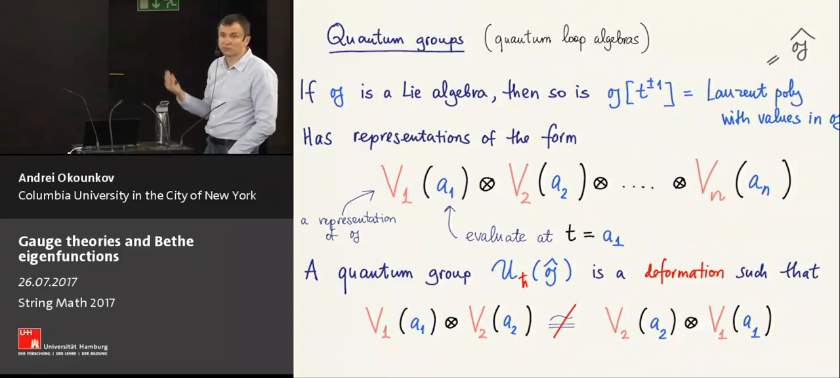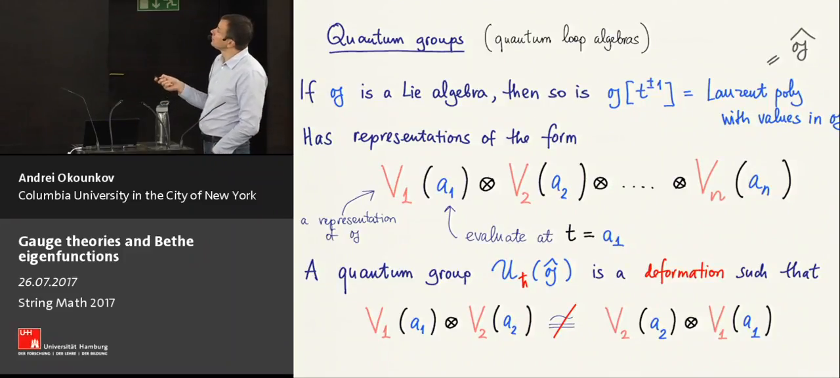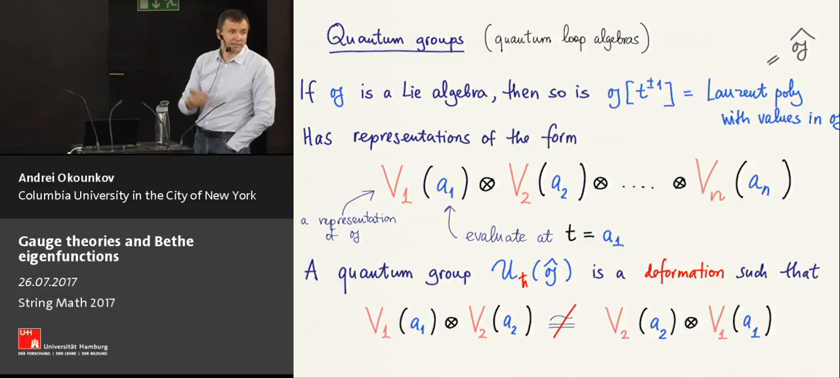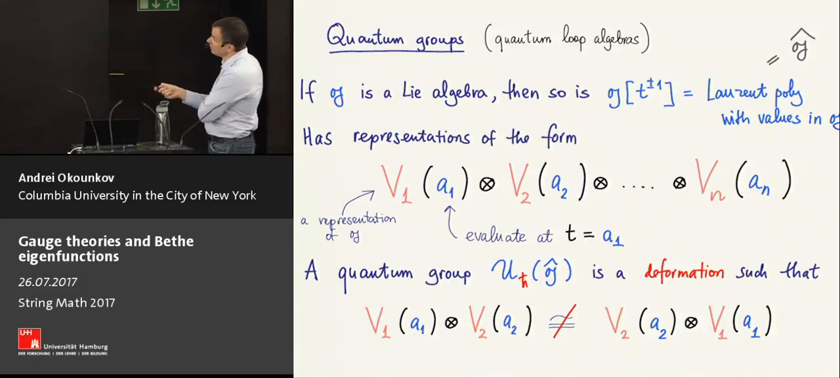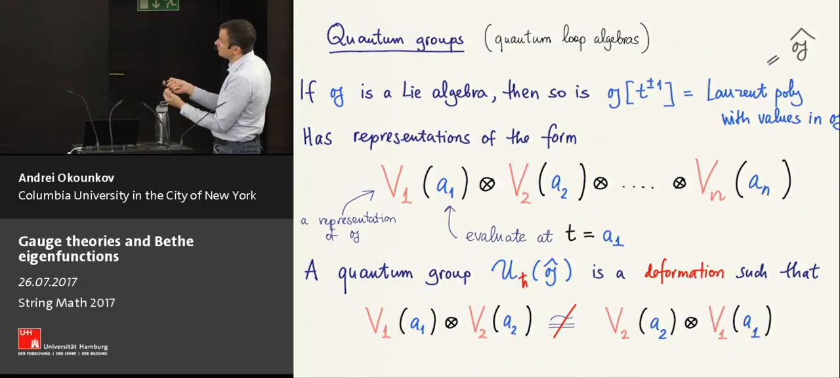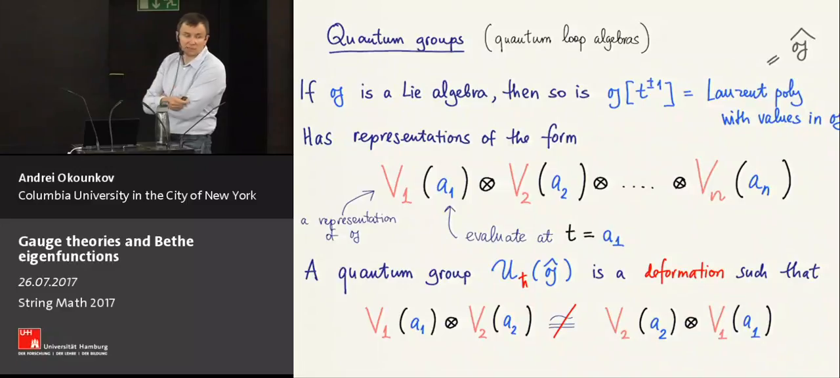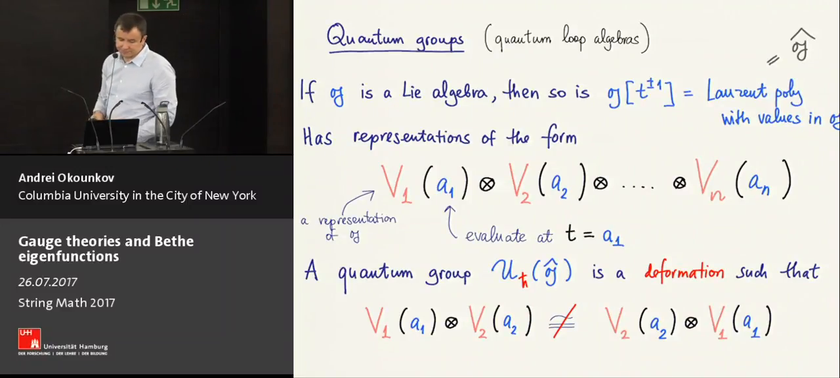At least no longer obviously commutative, because here if I tensor them in some order, it's obviously isomorphic to taking the tensor product in any other order. So you just permute the factors. And here, the permutation of the factors is not an intertwiner. It's not an isomorphism. And so this is an interesting aspect.